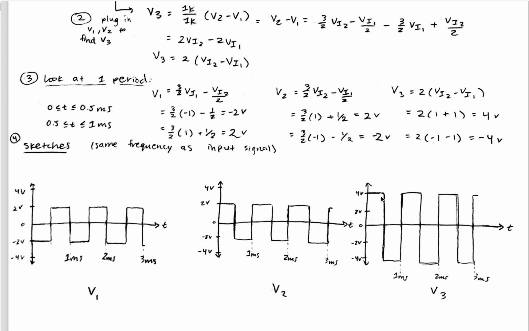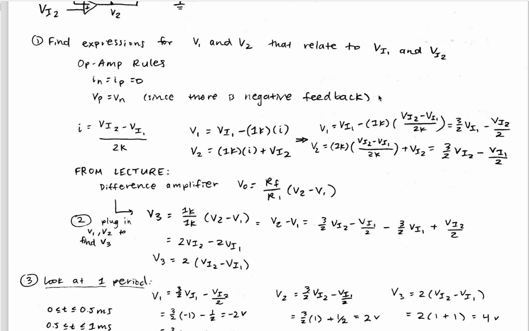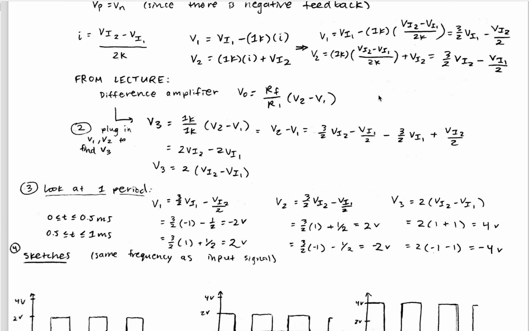is another square wave that goes from negative 4 volts to 4 volts. And all of these have the same frequency as the input signal because we were just adding signals together. There's no change in their frequency.